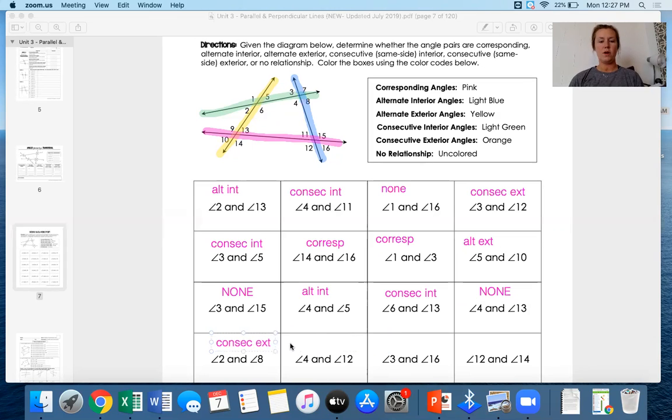How about 4 and 12? Perfect. And then we have 3 and 16. Yep, good job. All right, last one of the day, 12 and 14.